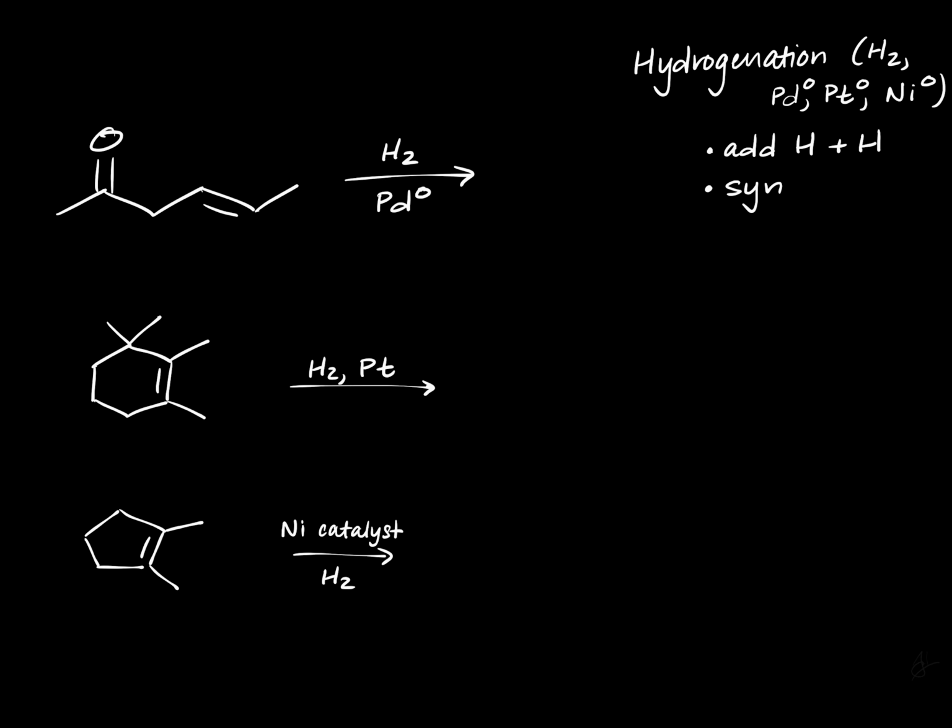Remember, this is a reaction of alkenes. So this is a carbon-oxygen double bond. We'll leave it alone. But for this carbon-carbon double bond, we will add 2 hydrogens, and we'll add them syn to each other. So we end up with, and I guess I don't have to draw it this way, we end up with these 2 hydrogens being added on the same side.